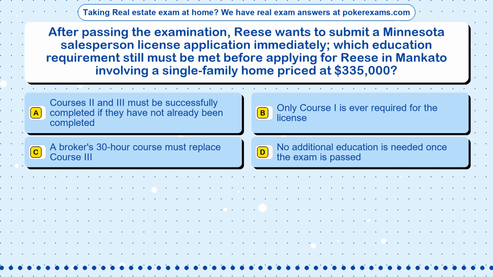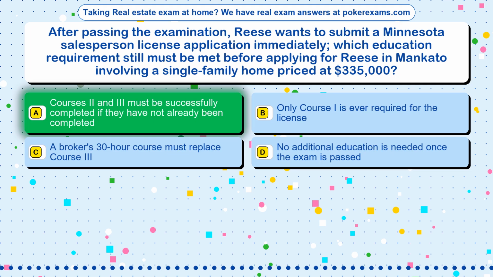Question 13. After passing the examination, Reese wants to submit a Minnesota salesperson license application immediately. Which education requirement still must be met before applying for Reese in Mankato involving a single-family home priced at $335,000? Option A. Courses 2 and 3 must be successfully completed if they have not already been completed. Option B. Only Course I is ever required for the license. Option C. A broker's 30-hour course must replace Course 3. Option D. No additional education is needed once the exam is passed.